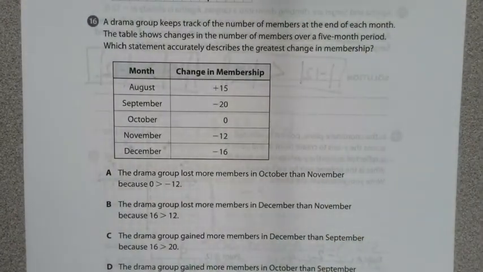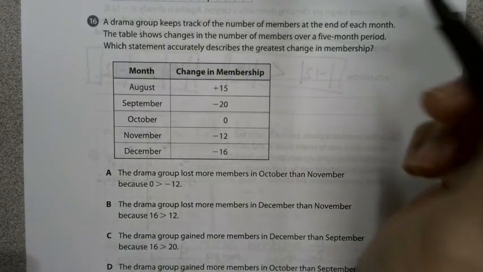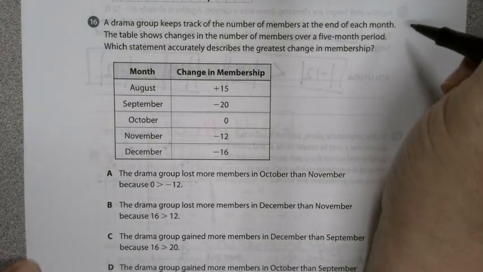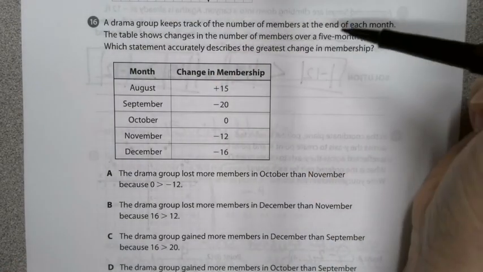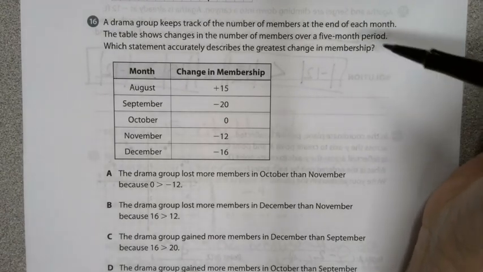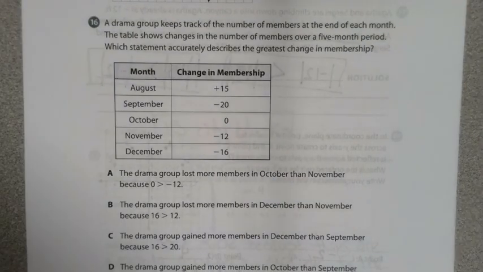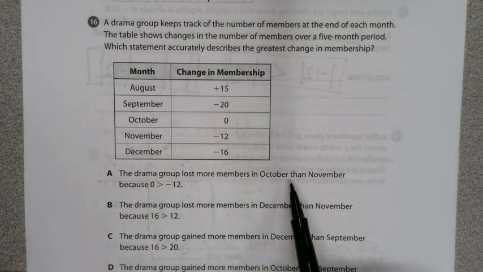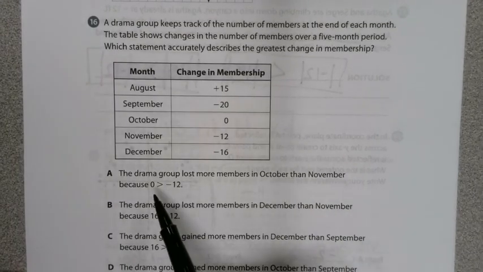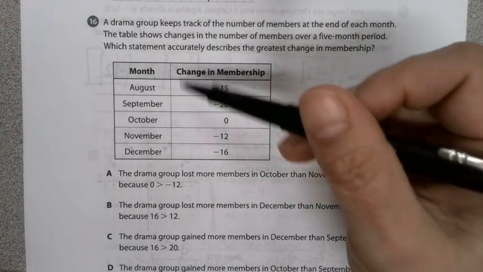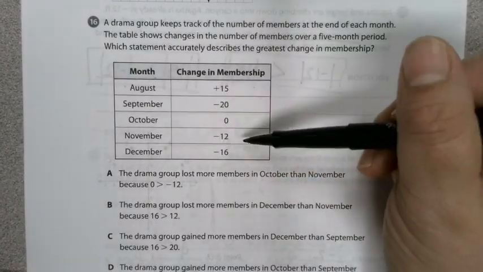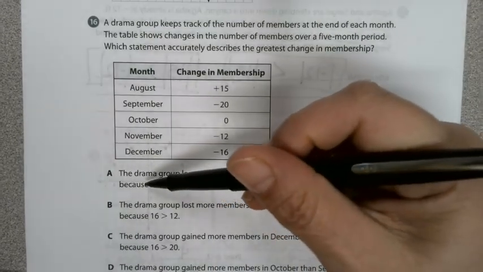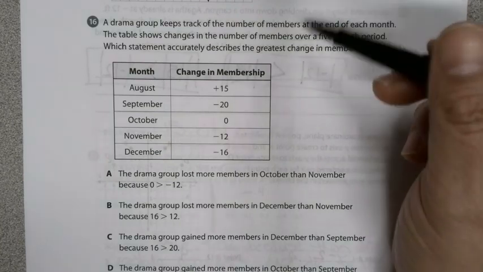Number 16. A drama group keeps track of the numbers of the members at the end of each month. The table shows changes in the number of members over a 5-month period. Which statement accurately describes the greatest change in membership? All right, the greatest change in membership. The drama group lost more than 12 members in October than November because 0 is greater than -12. That describes the greatest change.